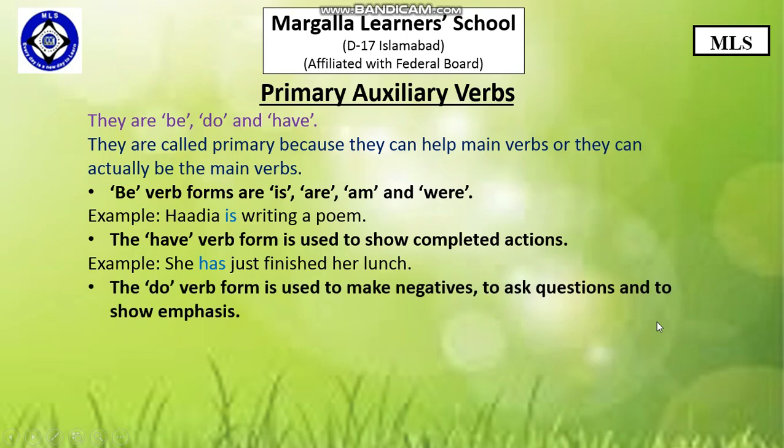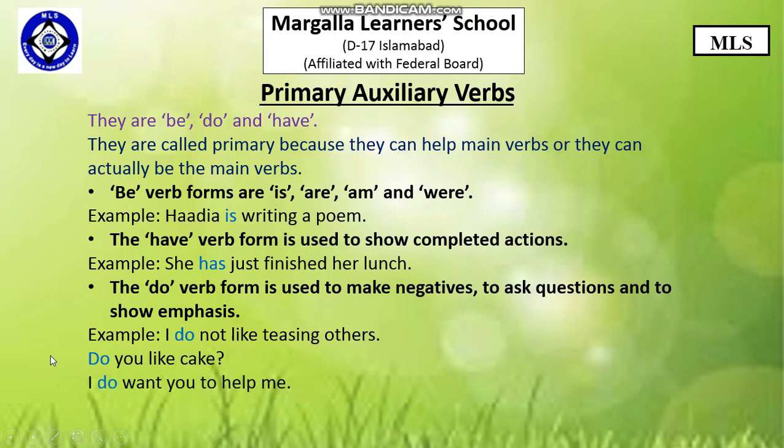Now, let's come to the last one, the do verb form. It is used to make negatives, to ask questions, and to show emphasis. Let's look at its examples. I do not like teasing others. Here, it is showing the negative. Let's look at the second sentence. Do you like cake? Here, do is used to ask a question.